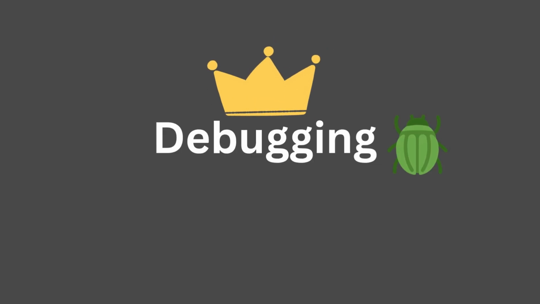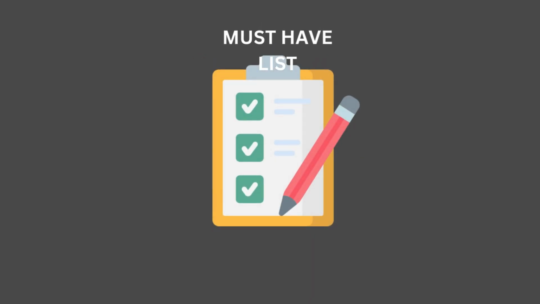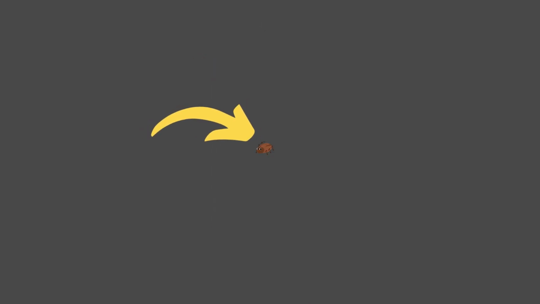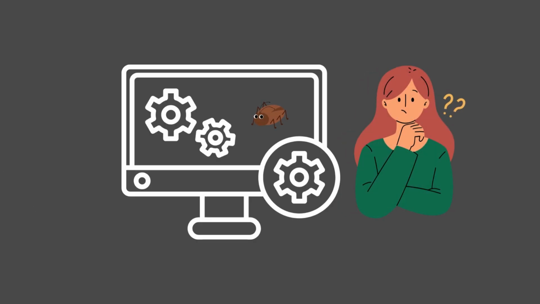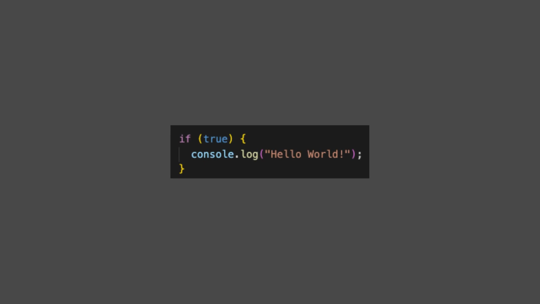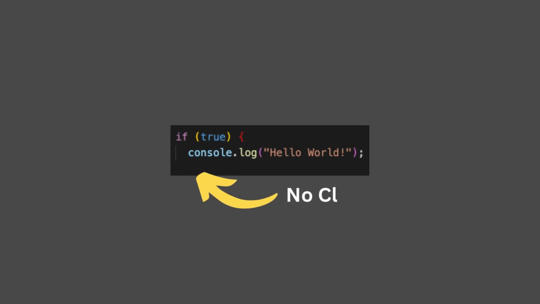Debugging is one of the most important skills you should have as a developer. Debugging means finding and fixing errors in your code. So what is a software bug, you might ask? A software bug is a defect or a problem in a computer program which happens unexpectedly and unintended.